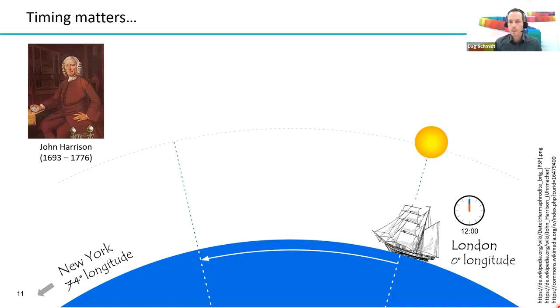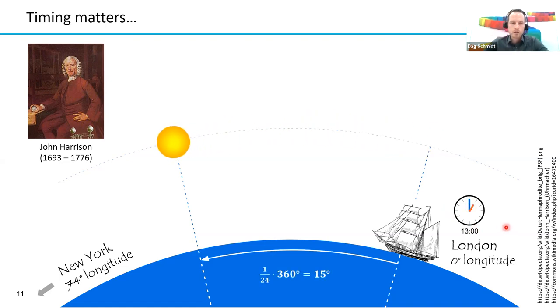So what can you do? Well, you can use a clock and the sun. And how do you navigate with a clock and the sun? I try to explain this here. So let's start in London. London is at 0 degree longitude per definition. And if the sun reaches the highest point in the sky, you should calibrate your clock to 12 o'clock. And now we just wait for 1 hour.